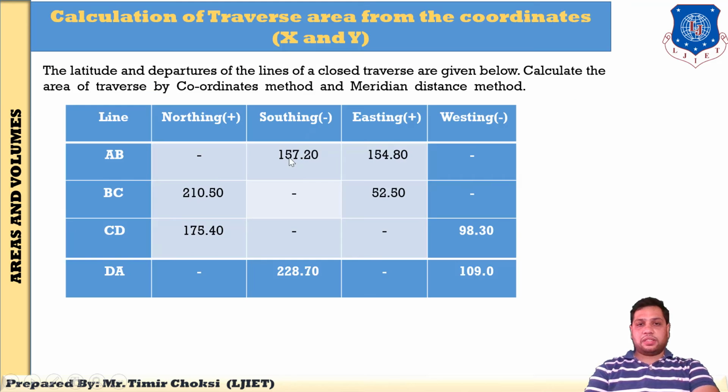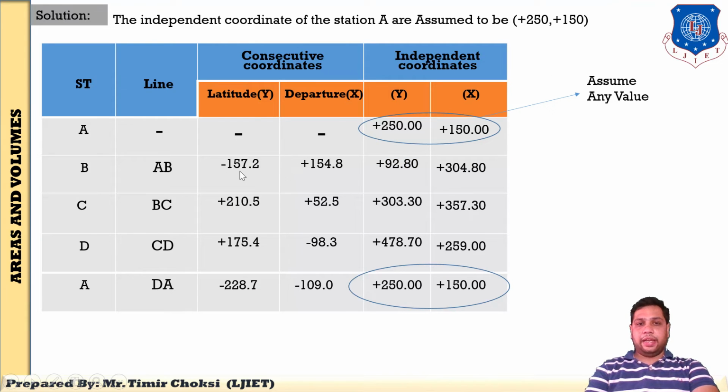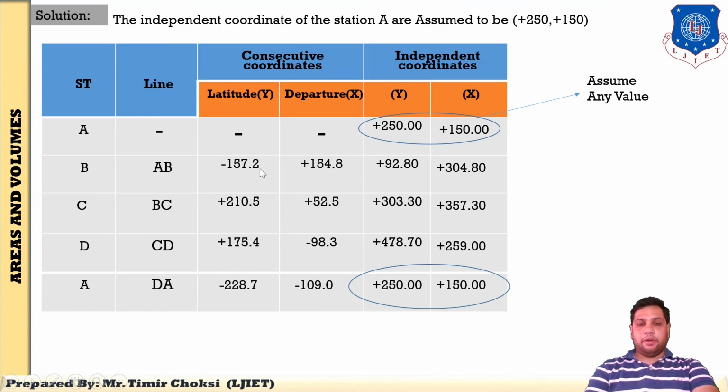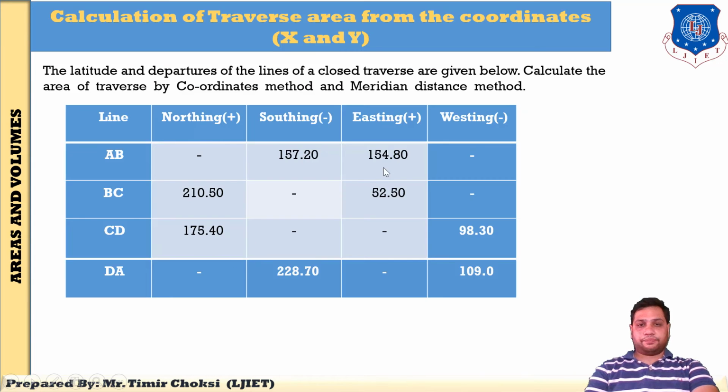Here the latitude and departure are directly given. So first in latitude, the first given value, line AB latitude is on the southing side, so negative. So here I have written directly latitude minus 157.2. BC line latitude is on the northing side, so positive. CD also positive, but DA negative. So I have given the signs. Latitude of line AB is negative, BC and CD positive, and DA is negative. Similarly, here easting is positive, so for lines AB and BC departure is positive, but CD and DA are negative.